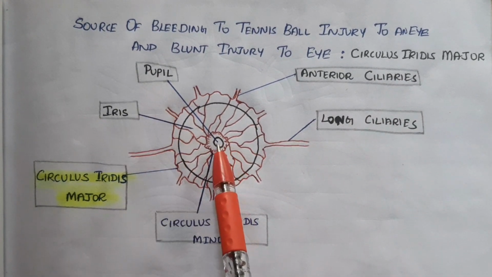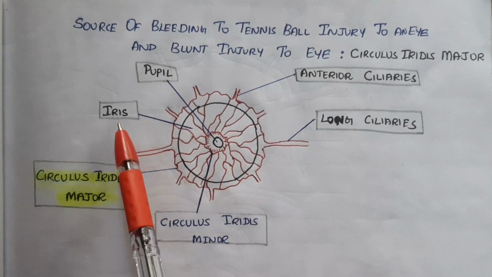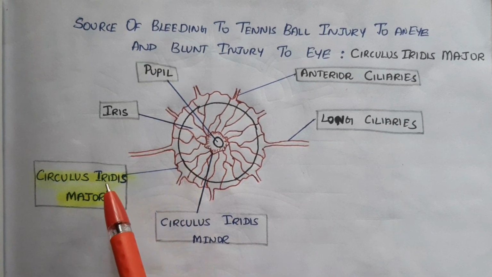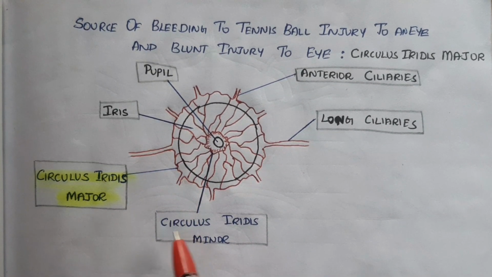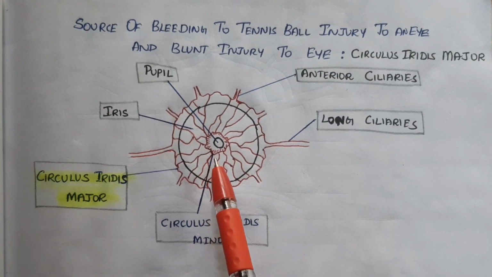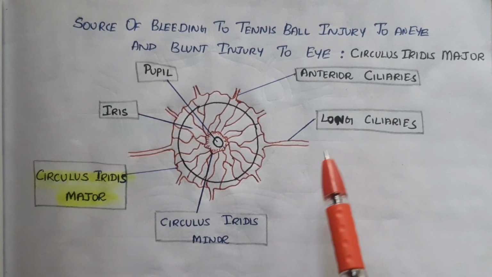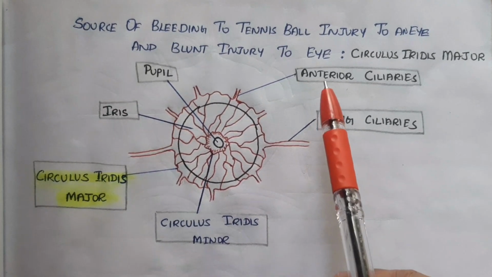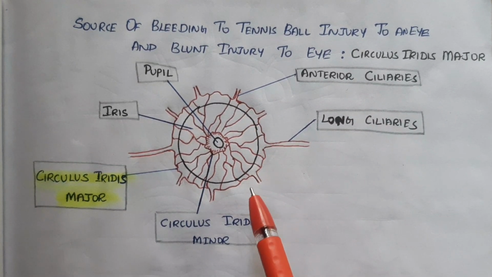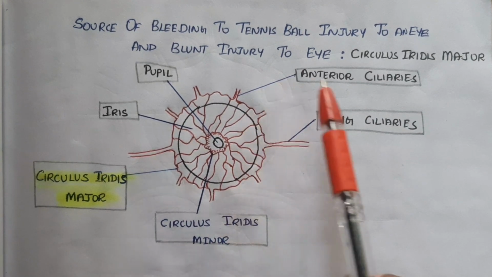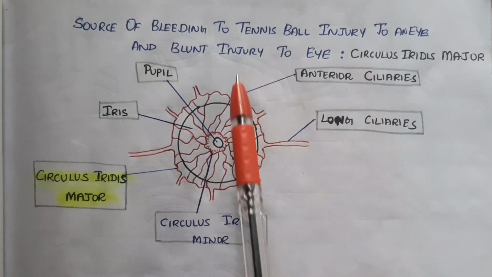The pupil is the opening at the center of the iris, and the iris adjusts the size of the pupil to control the amount of light that enters the eye. Circulus iridis major can be seen at the root of the iris, and the circulus iridis minor can be seen near the pupil. The posterior long ciliaries can be seen here, and the anterior ciliaries are present here. Both travel anteriorly to join the major arterial circle of the iris, that is Circulus Iridis major.